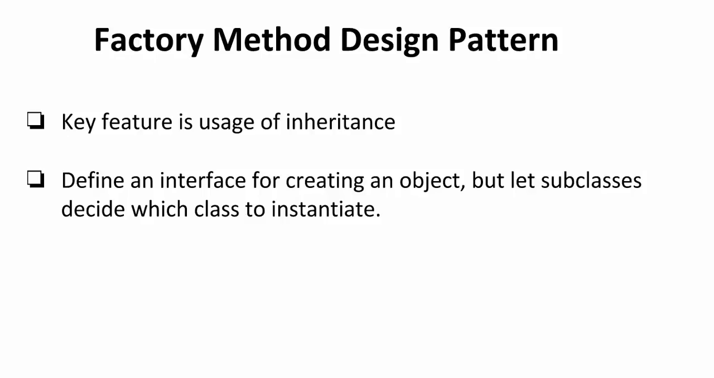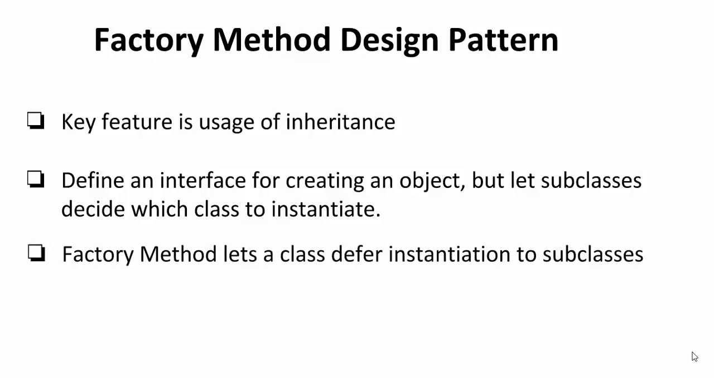So it is similar to simple factory. There is a reason why people mix all this together, but there are differentiations. So here also one interface is defined for creating an object, but here the subclasses themselves decide which class to instantiate. And as discussed, factory method lets a class defer instantiation to the subclasses. Point 2 and point 3 are more or less similar.